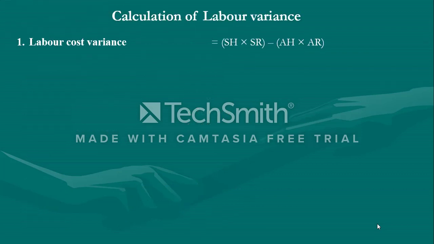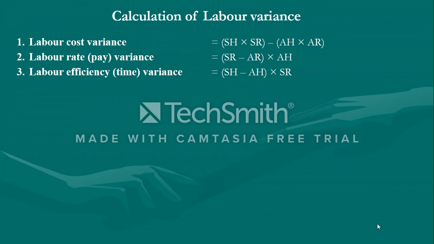First, labor cost variance equals standard hours into standard rate minus actual hours into actual rate. The labor rate variance equals standard rate minus actual rate, into actual hours. Labor efficiency variance equals standard hours minus actual hours, into standard rate. See, the first one is the calculation of labor cost variance: standard hours into standard rate minus actual hours into actual rate.